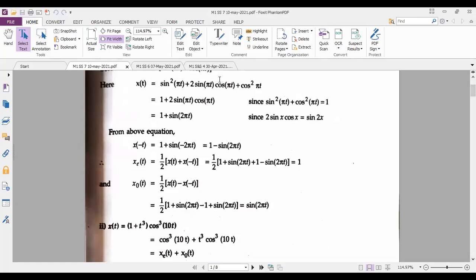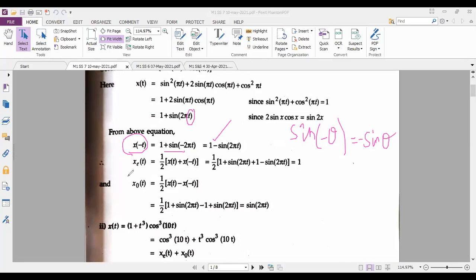So now, to find even signal or odd signal, I should have the x of minus t expression. X of minus t means, where t is there, you have to substitute minus t. So if you substitute minus t, sine of minus theta is equal to minus sine theta. That's why I am putting minus outside the sine theta here. So 1 minus sine 2 theta. Can anybody tell me cos of minus theta is how much? Cos theta. Very good. You should remember all those things.